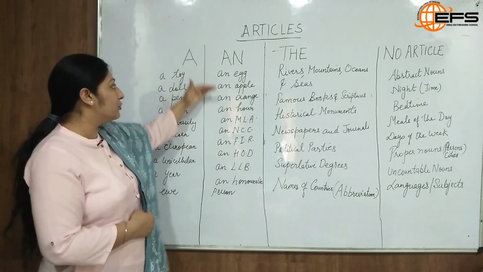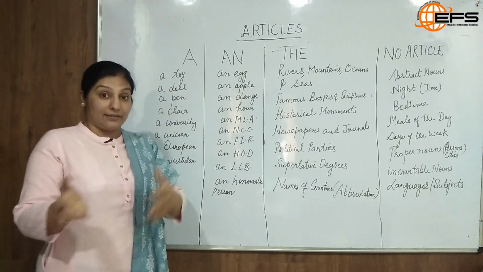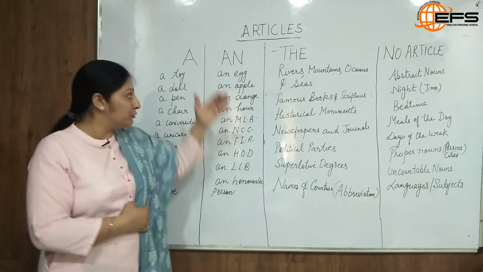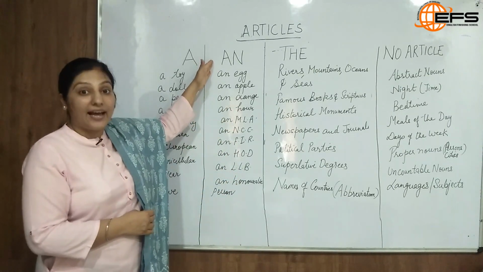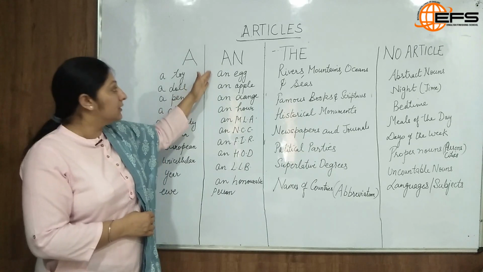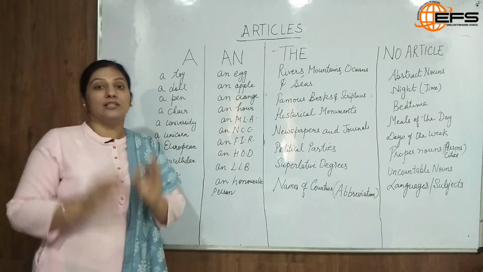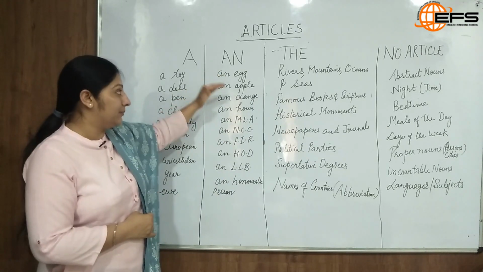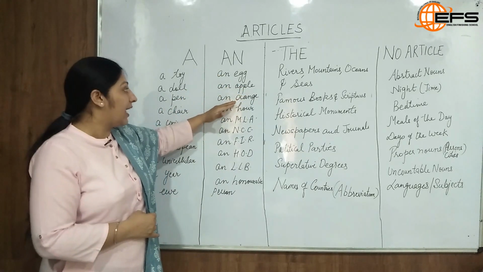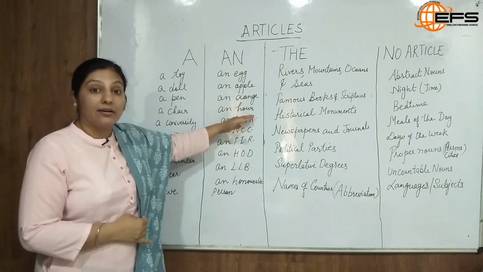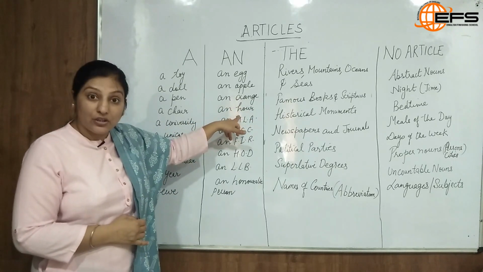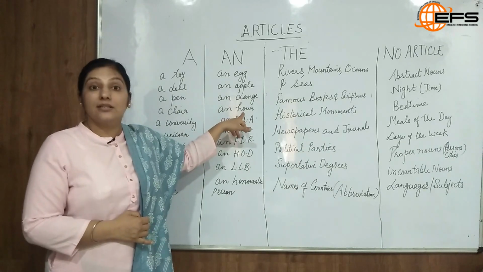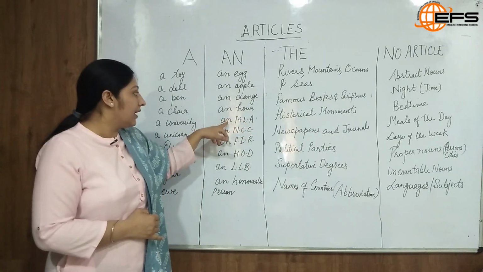Next we come to the rules of an. Again, just to make this more impactful, we need to understand that an is used with words where a vowel sound comes in the beginning. Now vowel sound: an egg, an apple, an orange, an hour. So H is a consonant, but the sound produced by H here is O. So an hour. An MLA.